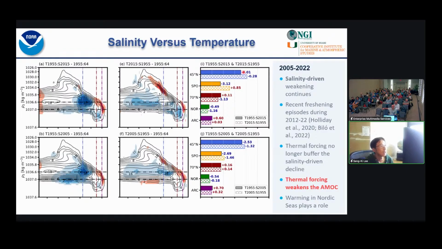So for instance, this is the AMOC transport at 45 degrees north. This is the salinity-only experiment, and this is the temperature-only experiment. Both of them actually weaken the AMOC. And if you look into the previous period, the same thing: both salinity and temperature weaken it. I want you to pay attention particularly to this part, the Nordic Sea. It looks like the warming in the Nordic Sea, which I'm going to show you in the next slide, plays a very important role in this flip in the thermal contribution to the AMOC during this recent period.